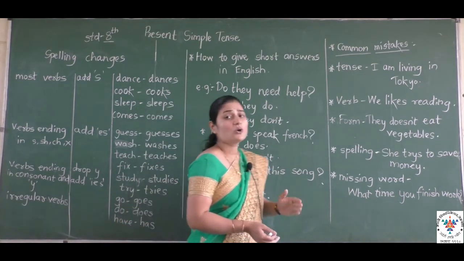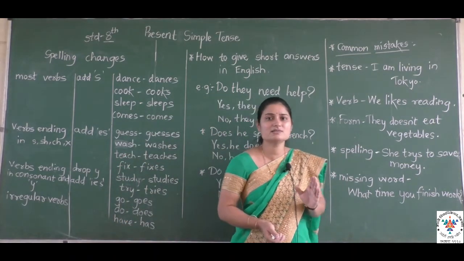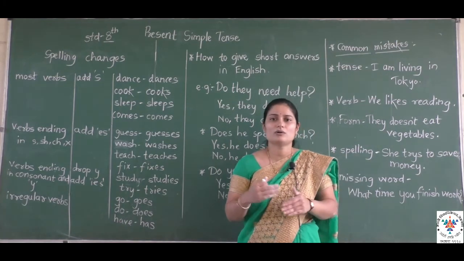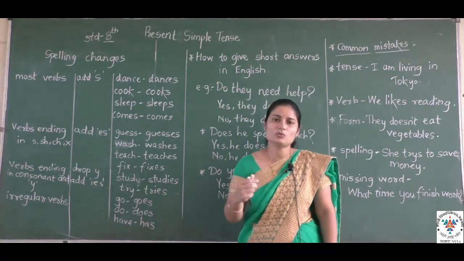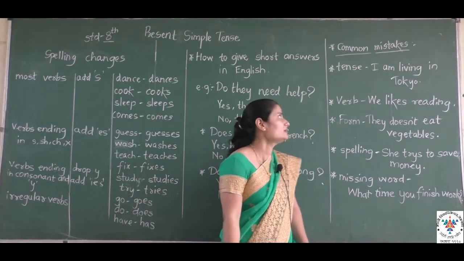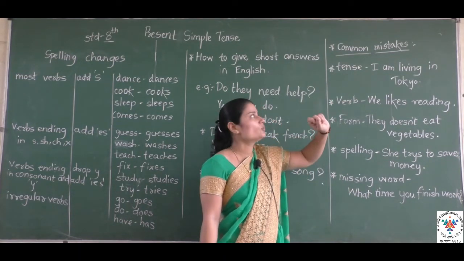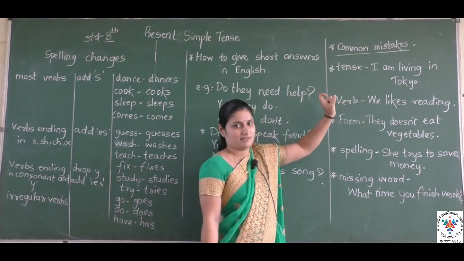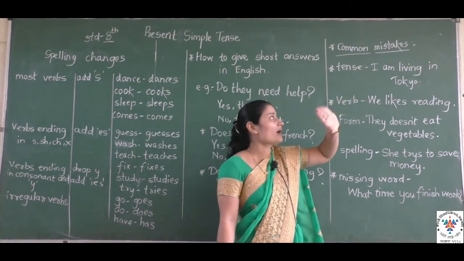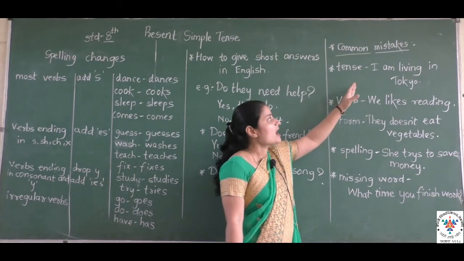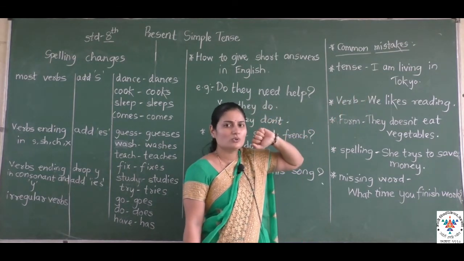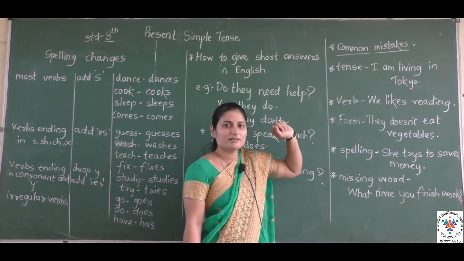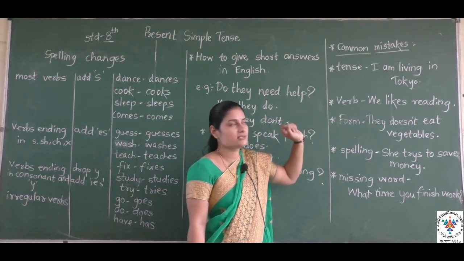Next part, the common mistakes or errors students often make when using the simple present tense. The first common mistake is tense. Now look at this sentence: I am living in Tokyo. Is it correct? No. This is a wrong sentence.